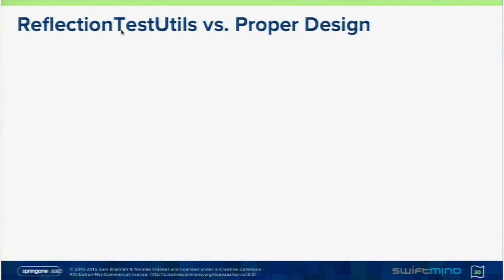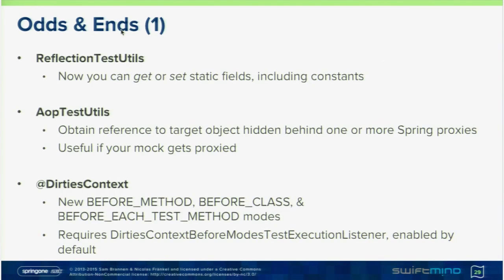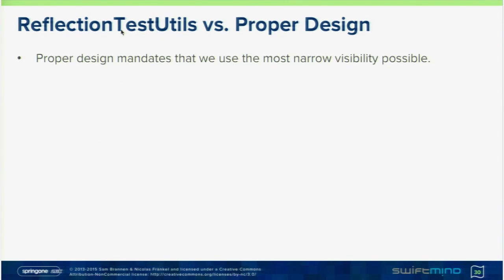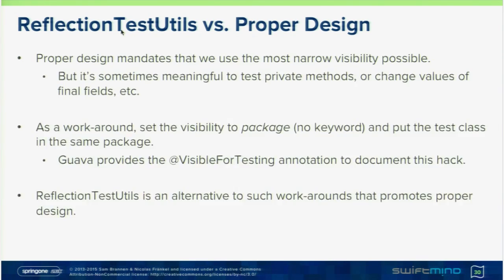Thanks. Yep. So about reflection test utils. You know that if you do proper object-oriented design, you should use the most narrow scope possible for your methods and your fields. And of course, sometimes it's meaningful to have access to those private things because the public API might give you a heavyweight object, or you have to do more stuff, and you want to test the internals. In this case, you have two solutions.